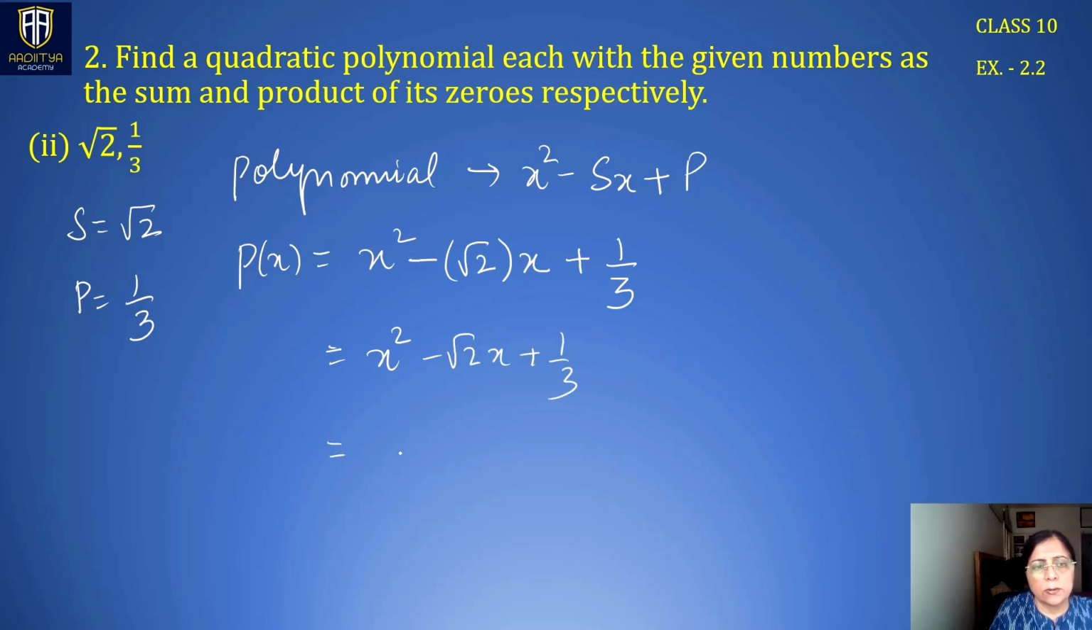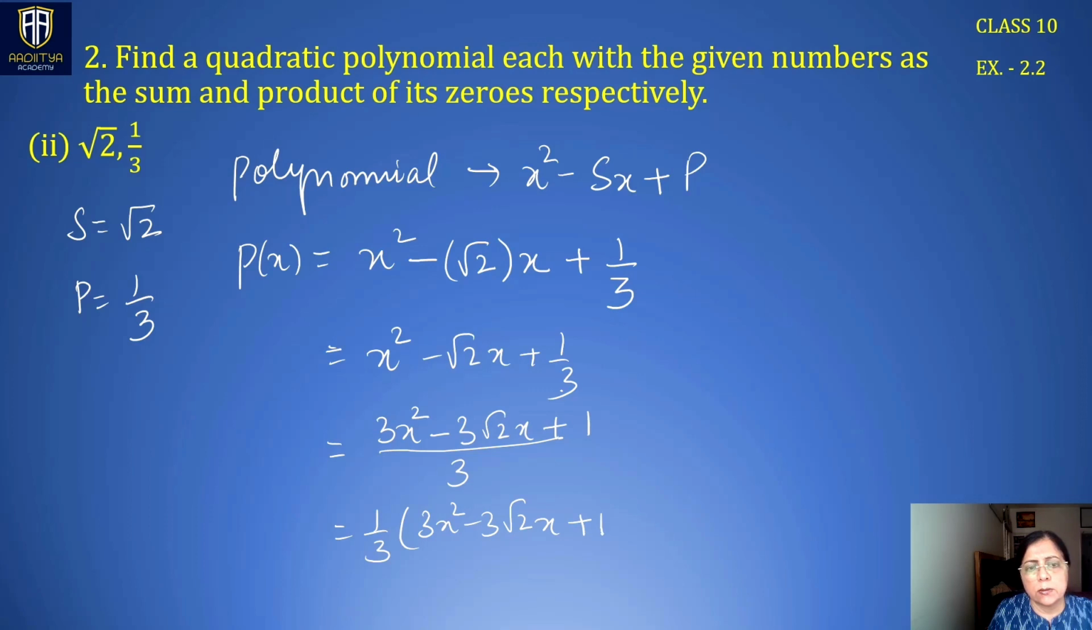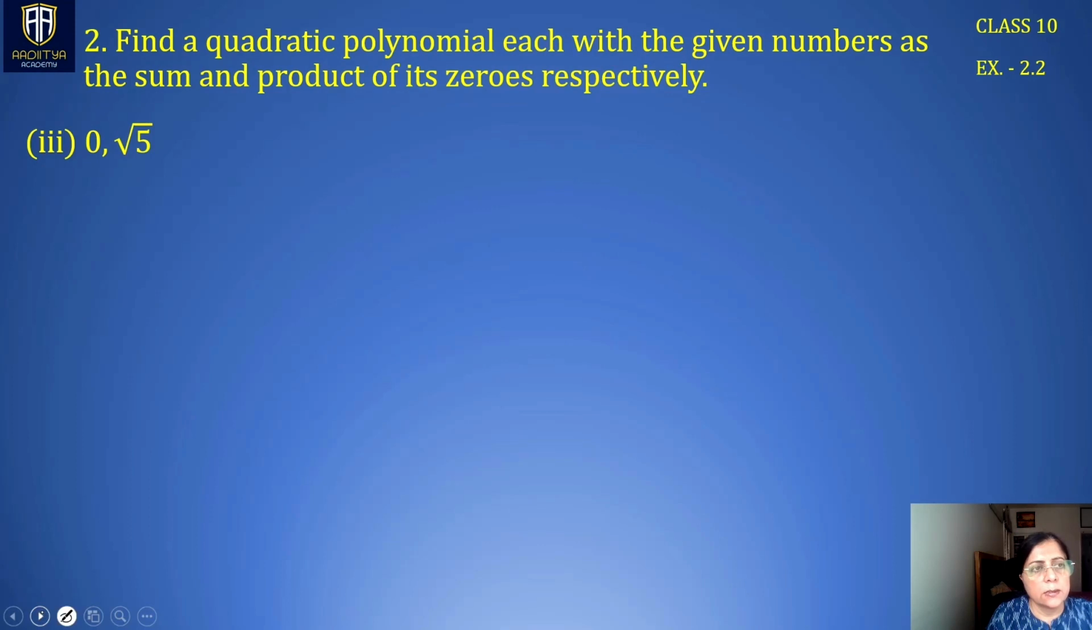Or you can simplify it further, in which you can take the LCM as 3. Then you have 3x square minus 3 times root 2 x plus 1. So you can write this as 1 by 3 in common, 3x square minus 3 root 2 x plus 1. Fine. So the next sum says the sum is 0 and the product is square root of 5.